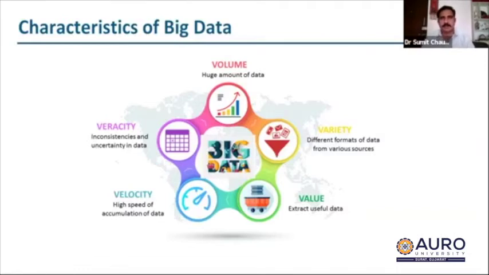And the third one is semi-structured data. You can say it's a combination of structured and unstructured, like an XML file, right? So that's how we have three types of data formats.